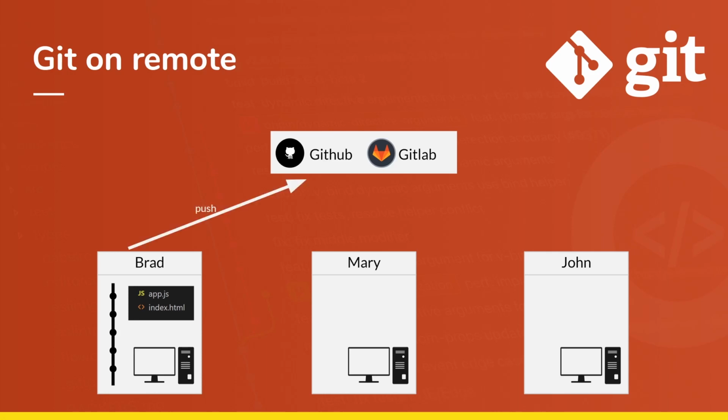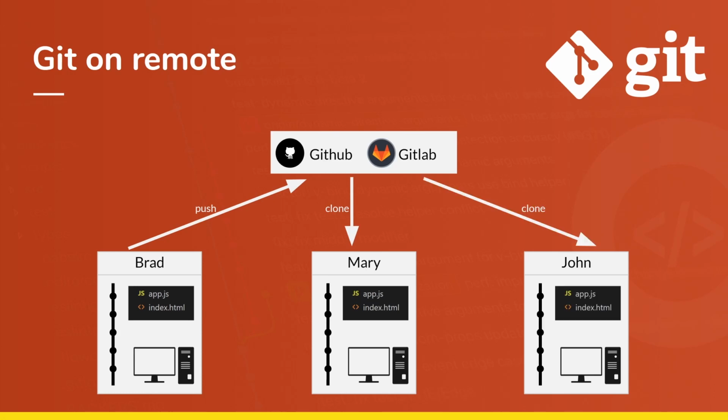So after that, he pushes the changes, then Mary and John need to clone the repository on local machine, and they will have the exact same files Brad has. Now Mary decided to add app CSS in the project, and she did so, and she needs to push the changes now in order for Brad and John to take the changes.